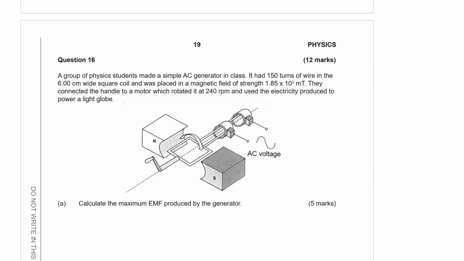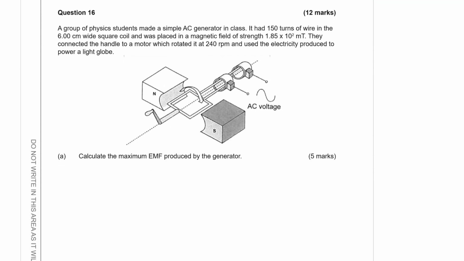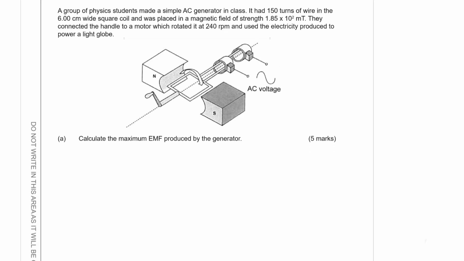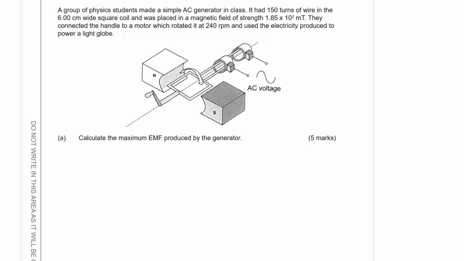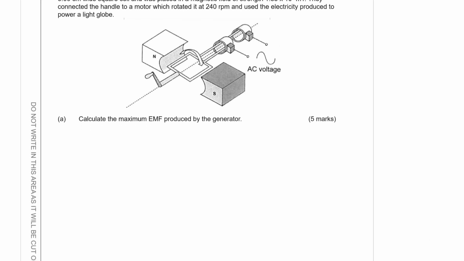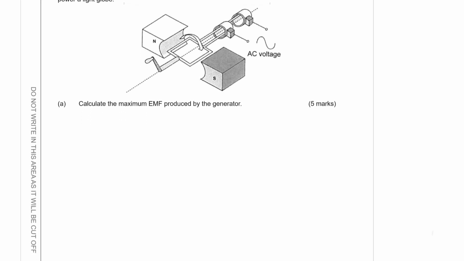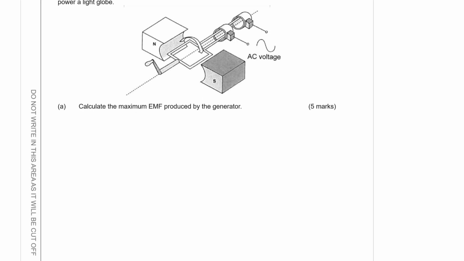And now looking at question 16. You've got a generator question. So it tells you how many turns, it tells you the magnetic field strength and the frequency, except the frequency is in RPM. The first part A, it's interesting, it's worth 5 marks, but it's a very straightforward question.